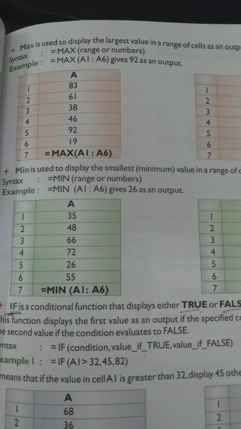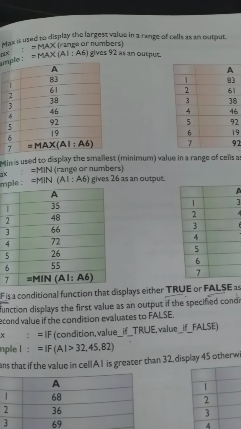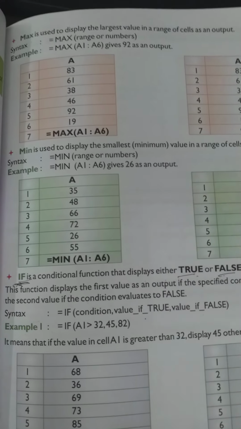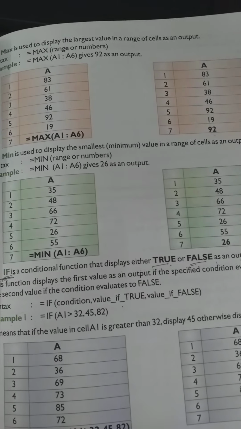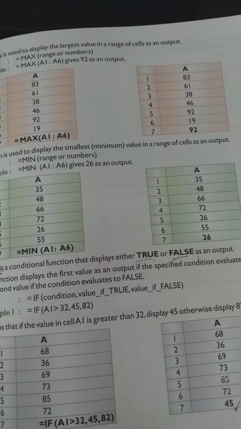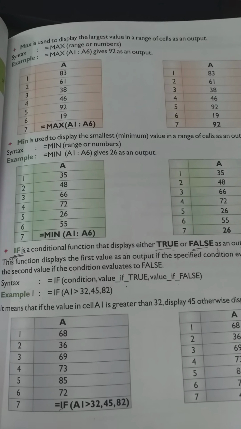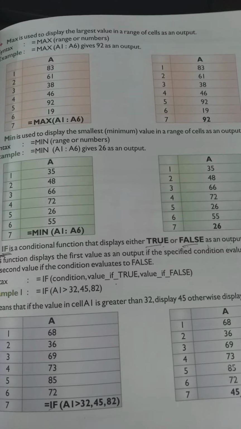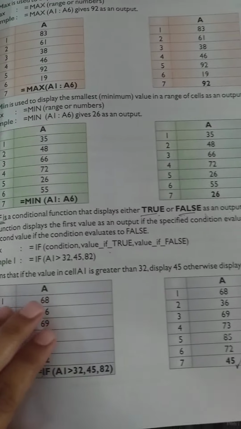Then max is used to display the largest value in a range of cells as an output. Then min is used to display the smallest, minimum value in a range of cells as an output. Then we have discussed IF. It is a conditional function that displays either true or false as an output.